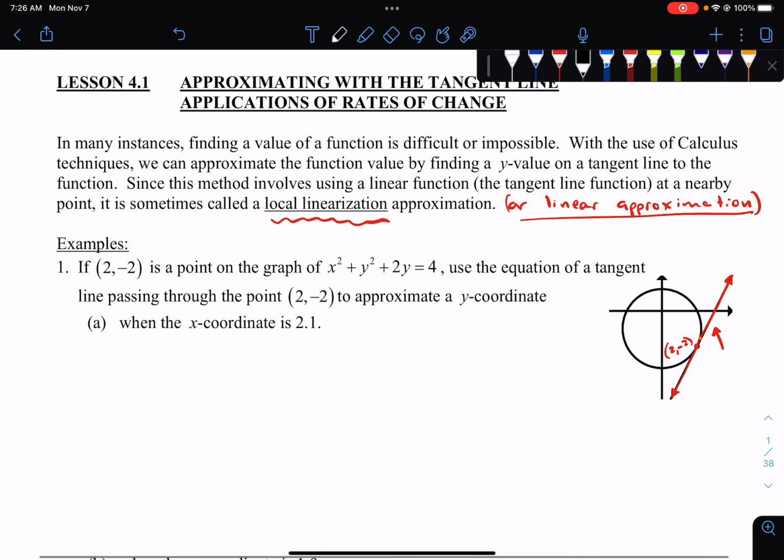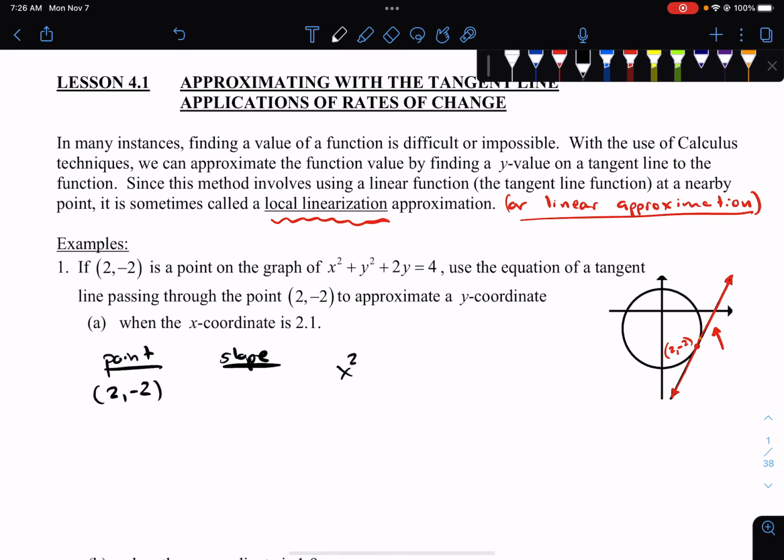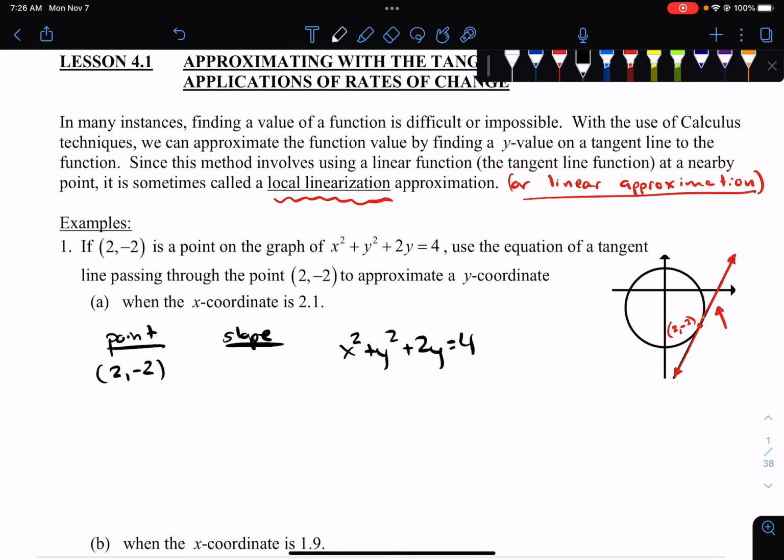So the first thing I need to do is find the equation of the tangent line. So to do that, I need a point and I need a slope. All right, I already have my point. It told me (2, -2) is my point. To find my slope, I'm going to take the x squared plus y squared plus 2y equals 4, and I'm going to find the derivative. So 2x plus 2y y prime plus 2y prime equals 0.